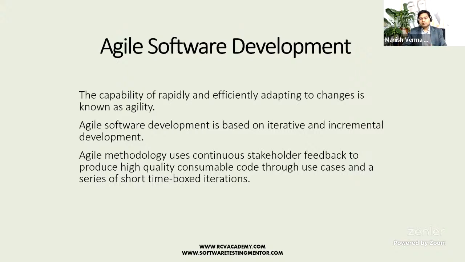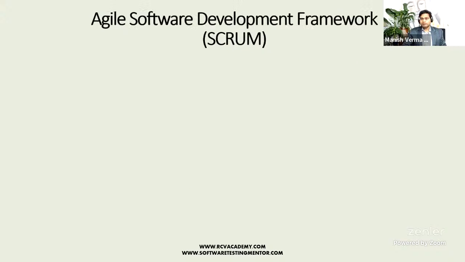Now, agile software development, as we know, is incremental and iterative. So it has short time-boxed iterations and sprints. Iterations or sprints are the same in agile software development. Scrum is one of the frameworks that we'll be understanding a little bit about in this course as well. Okay, so let's go further.